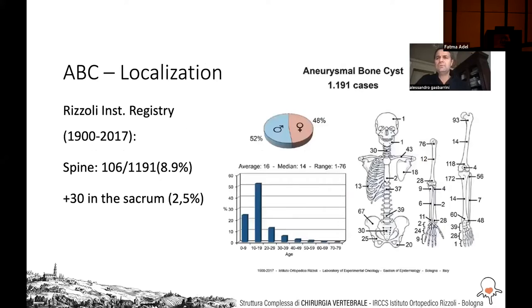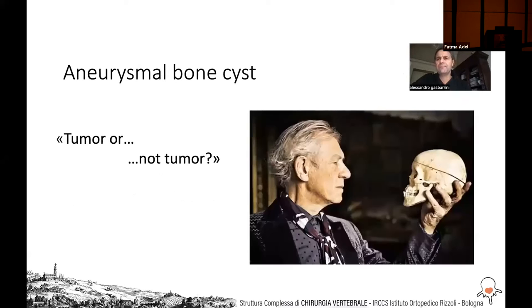In our institution registry, from 19 to 2017, we find that aneurysmal cysts are 8.9% of the primitive neoplasms, with an additional 2.5% found in the sacrum.